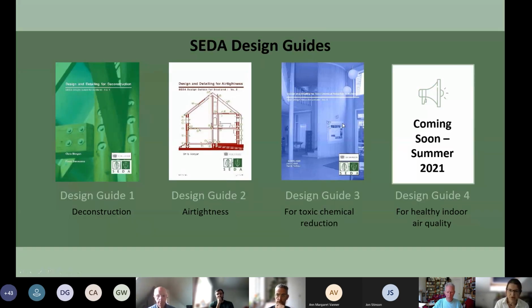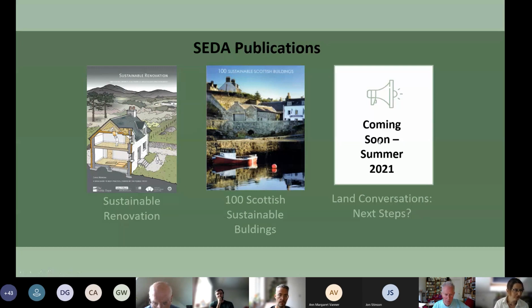Also, we have quite a few design guides on our website. If anyone's interested in downloading, these are free for everybody to look at. We've a new one coming this year on indoor air quality, which is going to be really good. And just on retrofit, I would encourage everybody to download Chris Morgan's Sustainable Renovation Guide. That's a really good document if anybody's not read that.